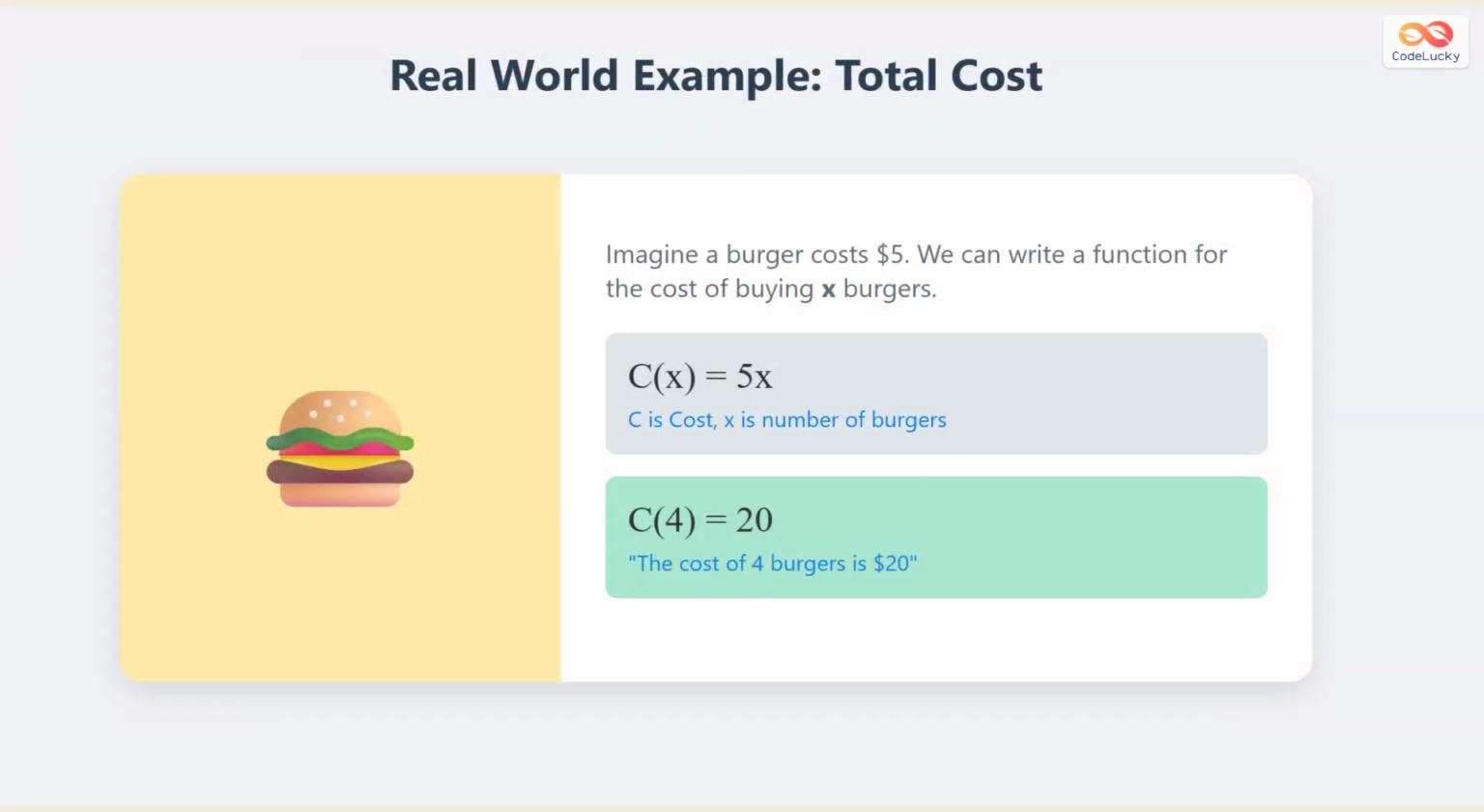Why do we use this? It helps in the real world. Imagine a burger costs $5. We can write a cost function, c of x equals 5x, where x is the number of burgers. If you want to know the cost of 4 burgers, you find c of 4, which equals 20. It makes the math much clearer to read and understand.